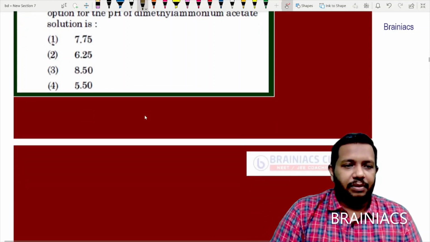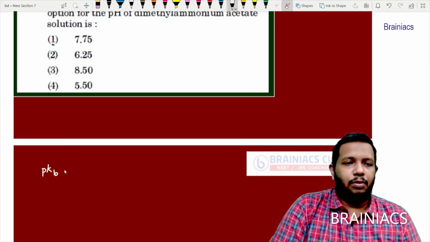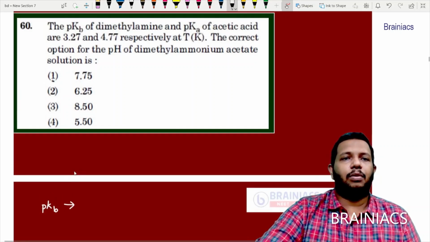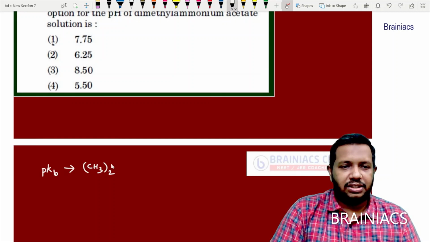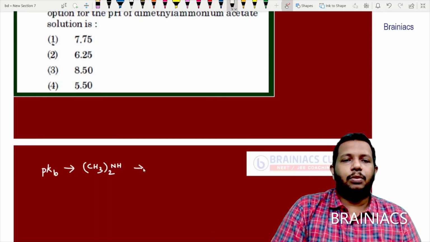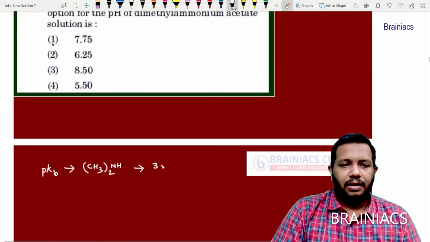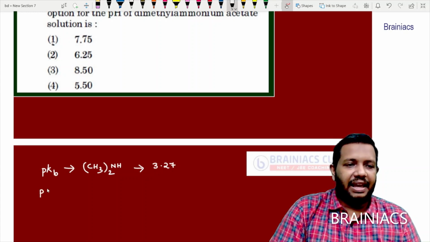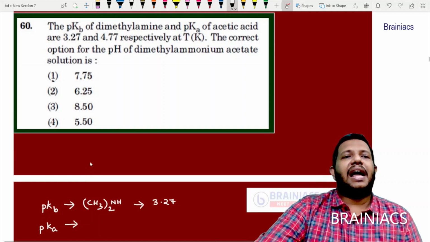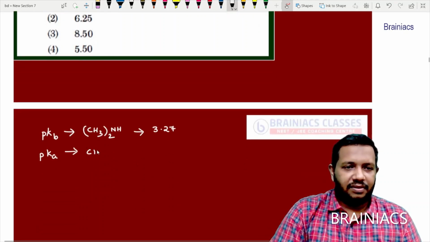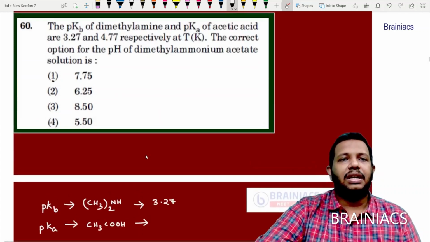So we know that they have given the pKb value of which compound? They have given the pKb value of dimethylamine, (CH3)2NH, and the value given is 3.27. Then next they have given the pKa of another compound, acetic acid. We know acetic acid is nothing but CH3COOH. So its pKa value they are giving as how much? 4.77.